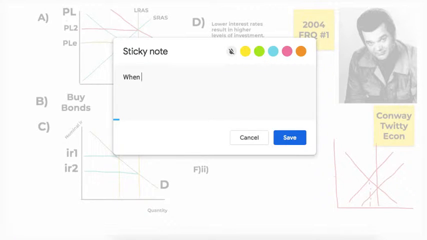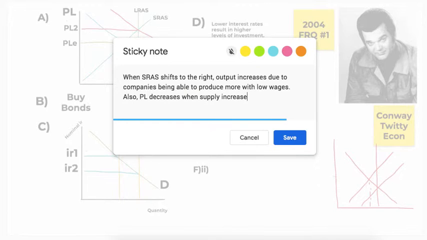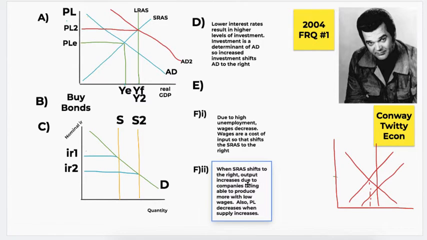So what did we say happens here? When SRAS shifts to the right, output increases due to companies being able to produce more with low wages. Also, price level decreases when supply increases. Bam. So there are all of our points. This one looks all right. I think it looks better with the straight lines. So maybe I'll try doing it like this if we keep doing it.